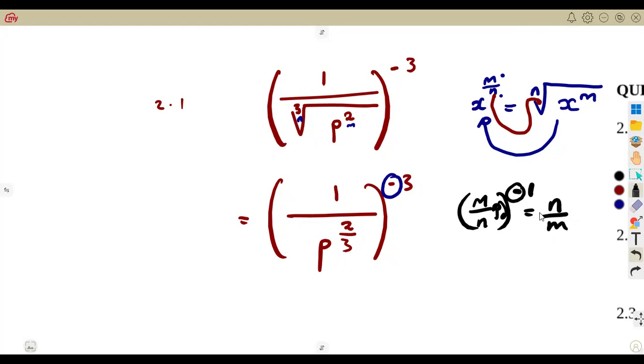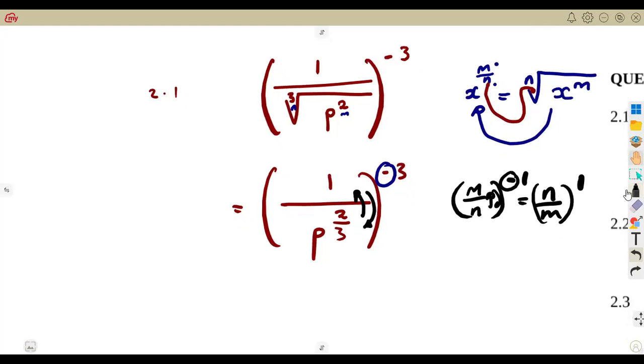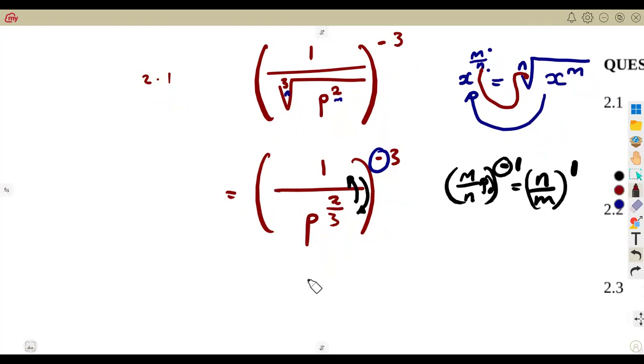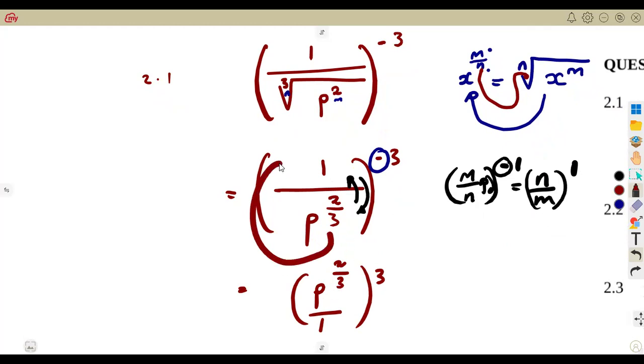The moment you interchange, the exponent becomes positive. Once you want to remove a negative, interchange the fraction that is inside. By interchanging, it means it was going to be p to the exponent of 2 over 3, over 1, raised to the exponent of what this time? Raised to the exponent of 3. It's now a positive 3. There's no negative there. But we have interchanged the denominator to the numerator.